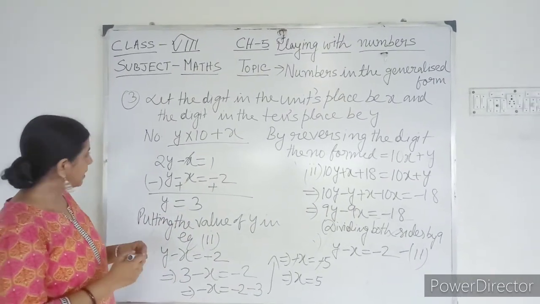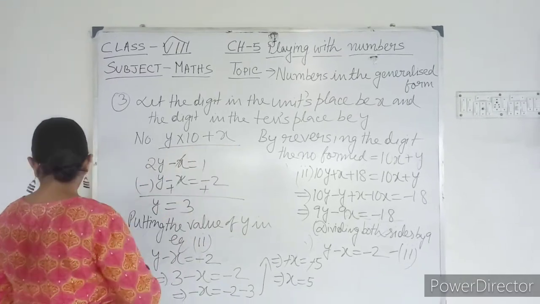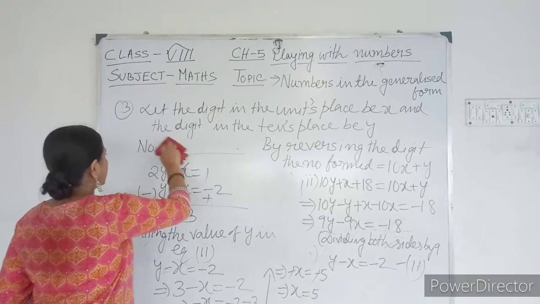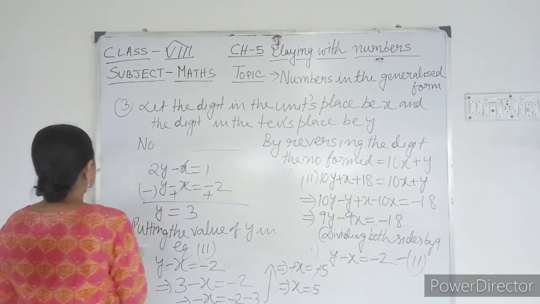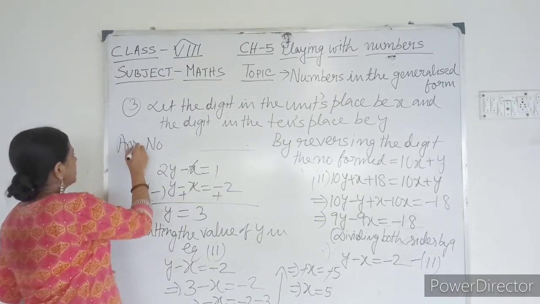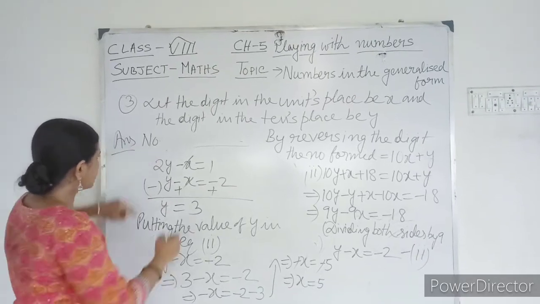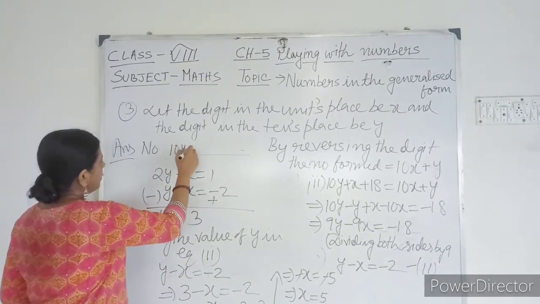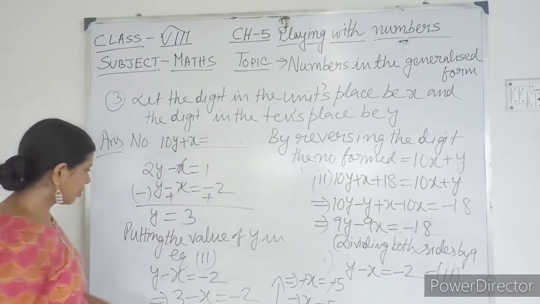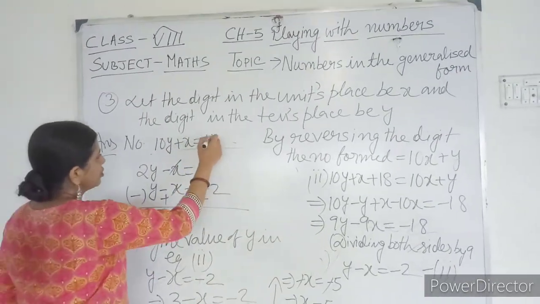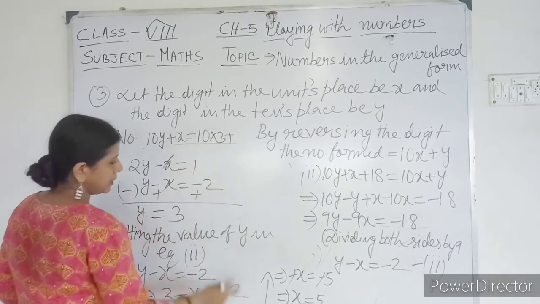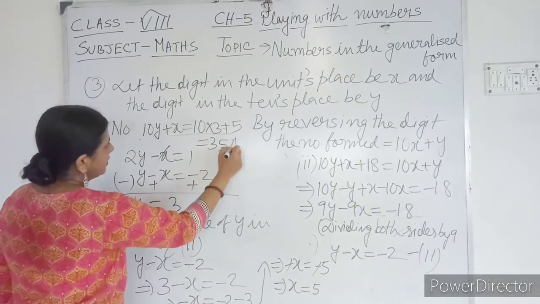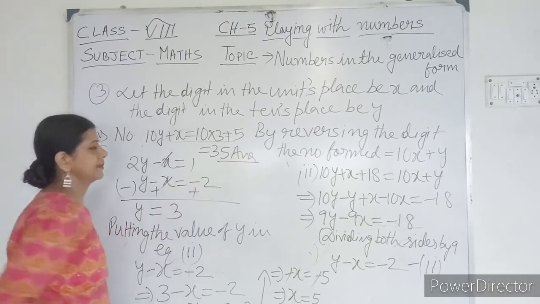So what will be my number? The number was 10y plus x. So actually my answer is the number is 10y plus x, that is equal to 10 into 3 plus 5. So it is 35. This is my answer.